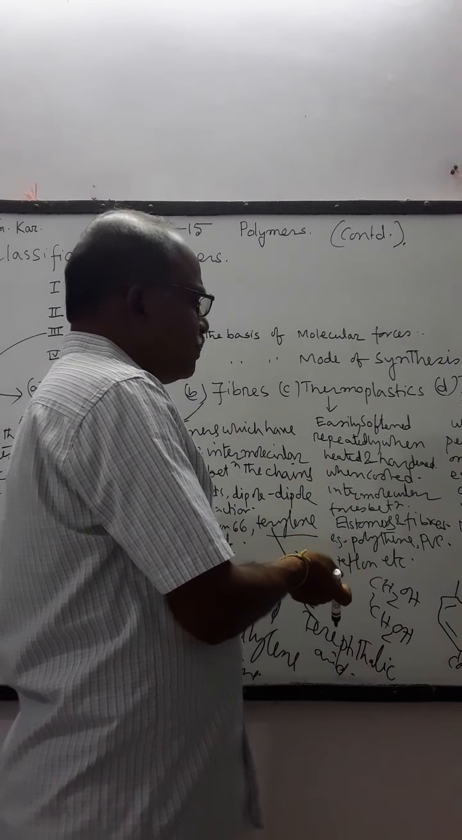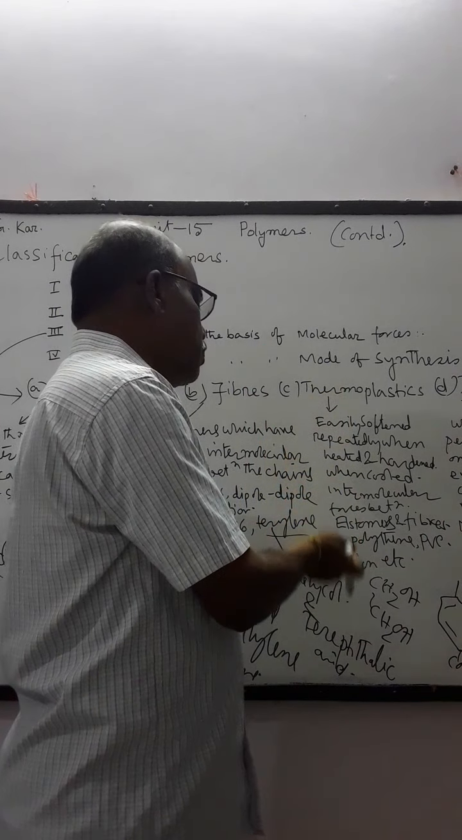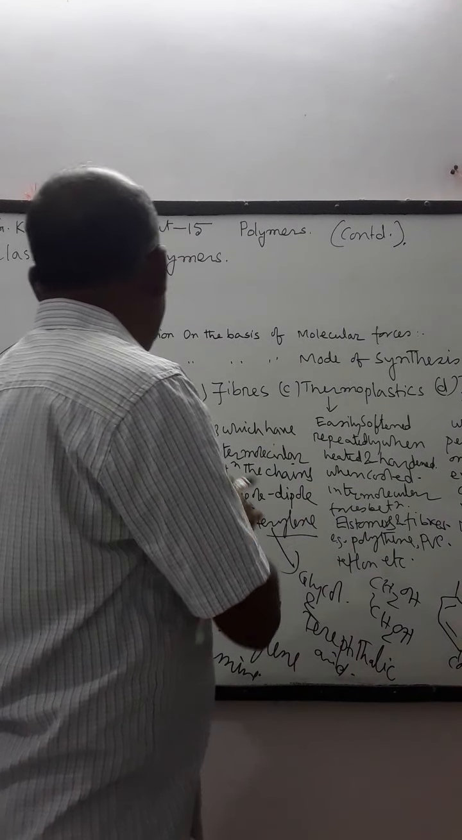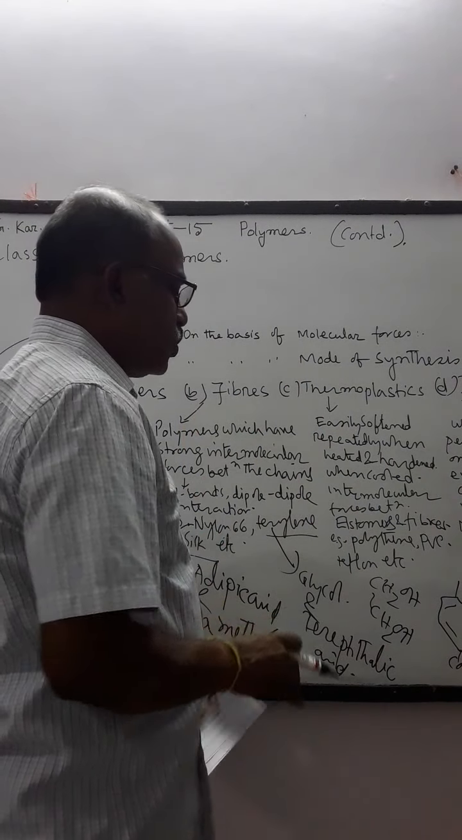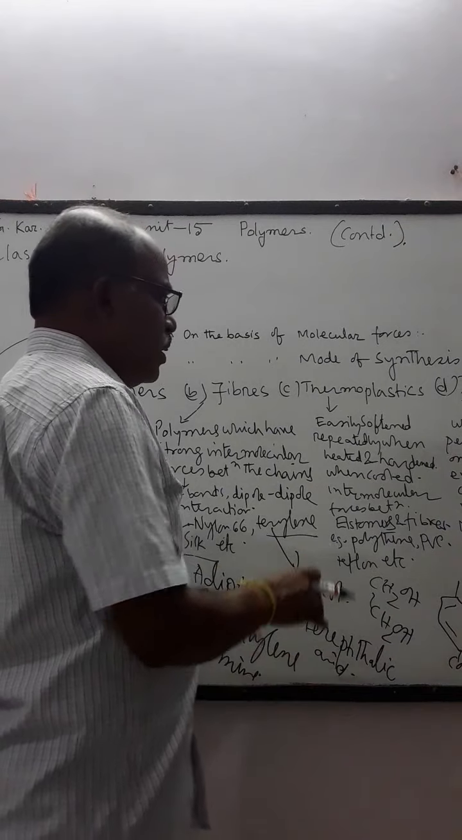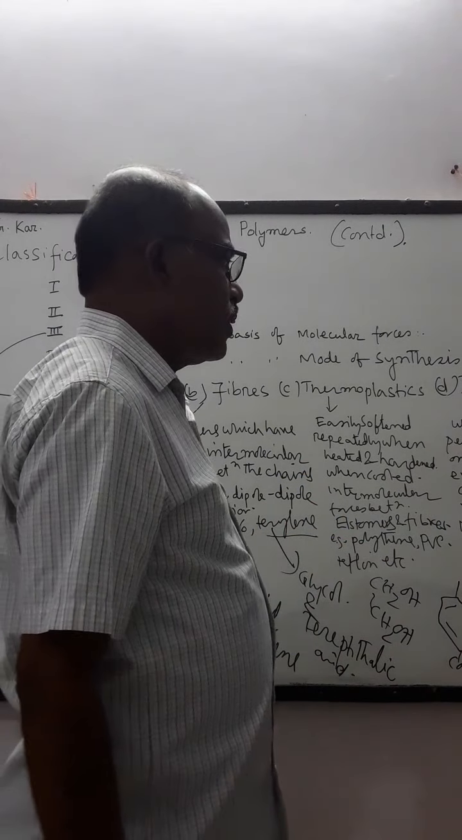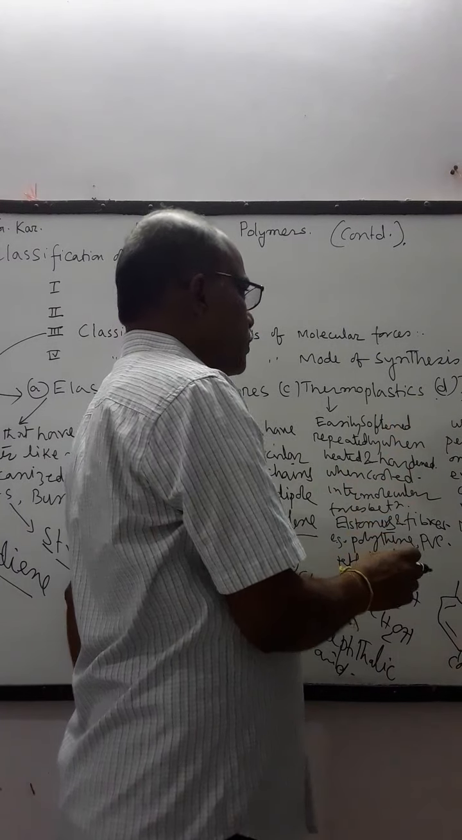So here recycling is possible, and here intermolecular force between elastomers and fibers. So there are number of examples of thermoplastic: polythene, PVC, Teflon, etc.